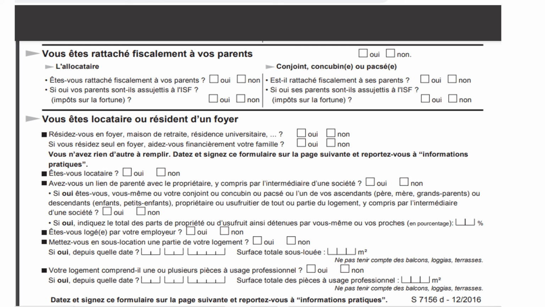Mettez-vous en sous-location une partie de votre logement. Are you going to sublet your accommodation? So you need to say, if so, then since which date, but really I don't advise you to do that. And votre logement comprend une ou plusieurs pièces à usage professionnel. So in this case, I don't think it's relevant to you, especially if you're just going to have a room. It's not for work. Your accommodation is your personal accommodation, so nothing for work, okay?